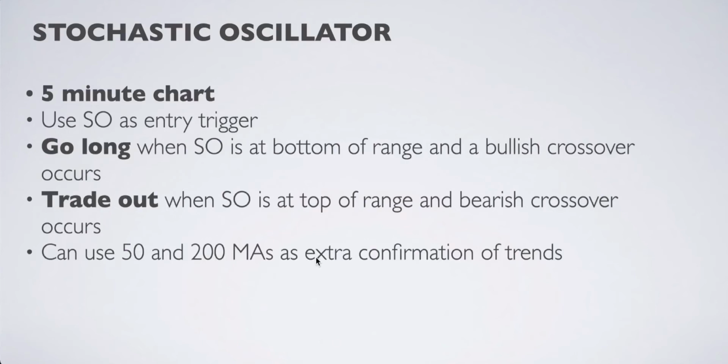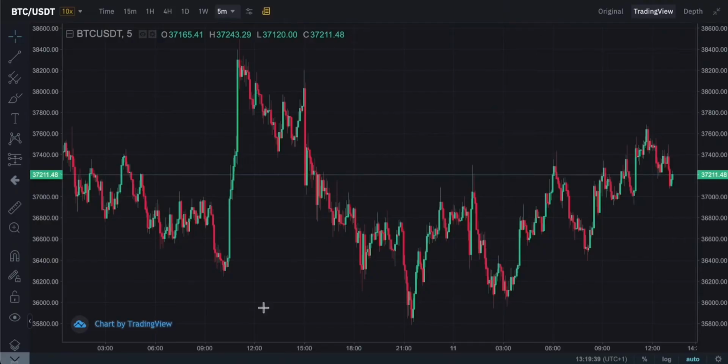For example, if the price is above the 50 period, it's telling us that the short-term trend is bullish, and so that may be good for us to go long and try and ride that trend. So back on the chart, I'm going to use a 5-minute chart once more, and you can see all of the indicators have been removed.